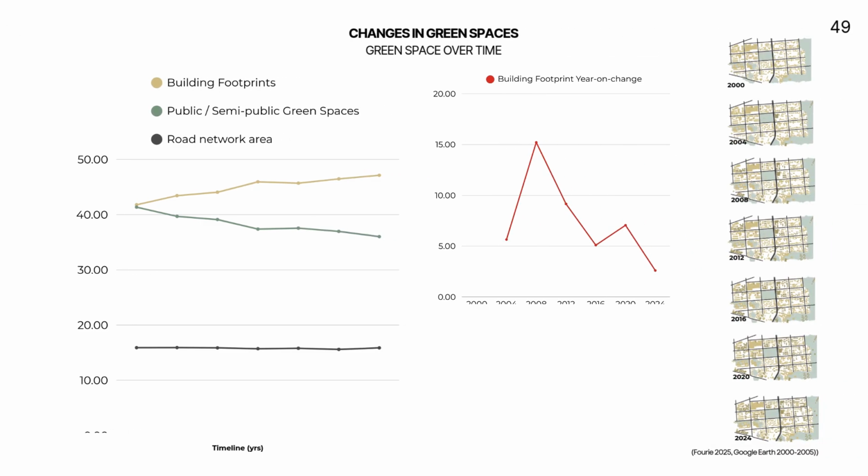These graphs quantify the observed trends in green space and building footprint changes over time. The second graph tracks the rate of change, helping us understand the pace of development in the area.